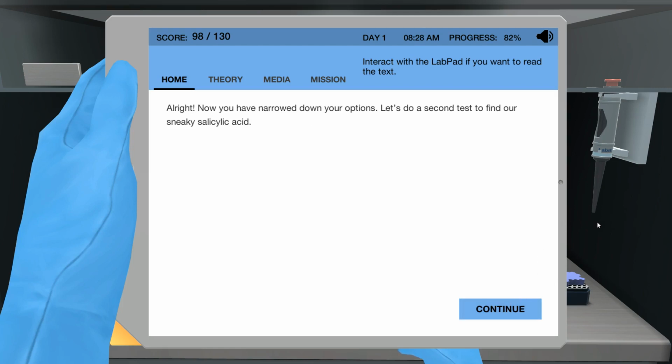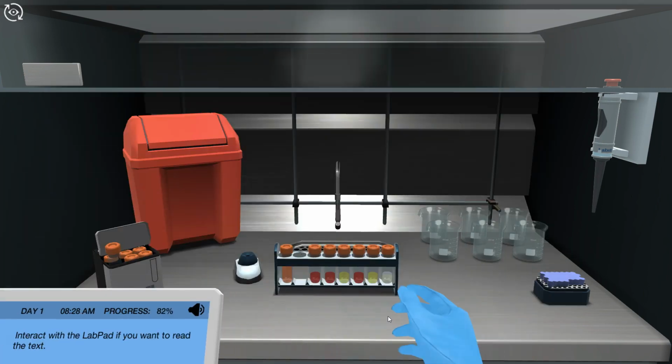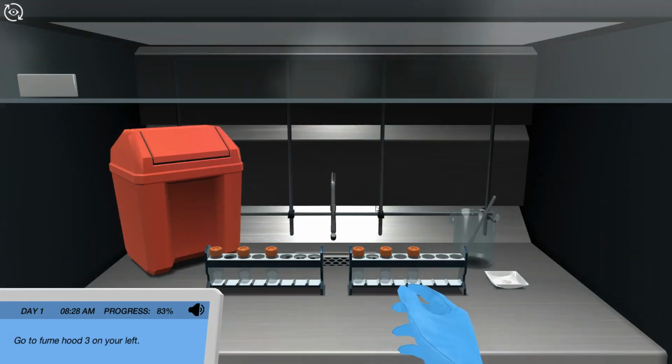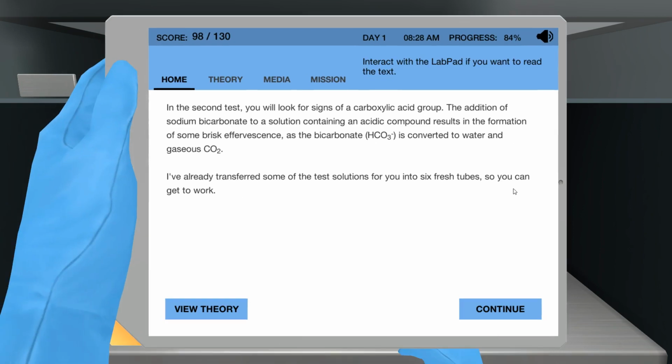Alright. Now you have narrowed down your options. Let's do a second test to find our sneaky salicylic acid. Go to FUMA 3 on your left. In the second test, you will look for signs of a carboxylic acid group.